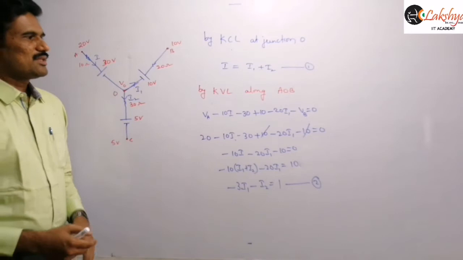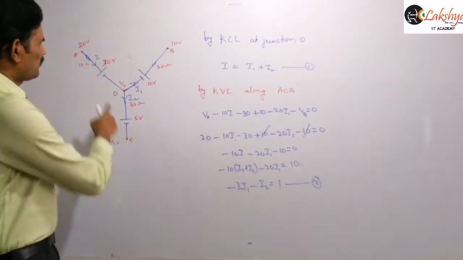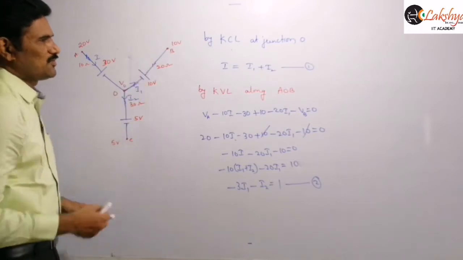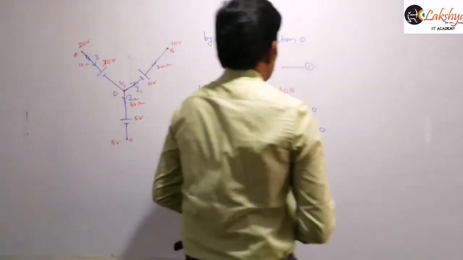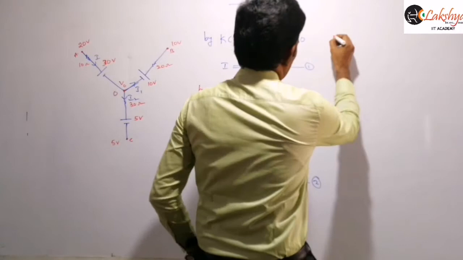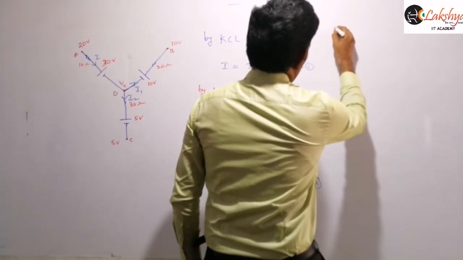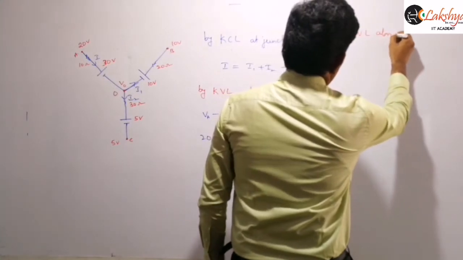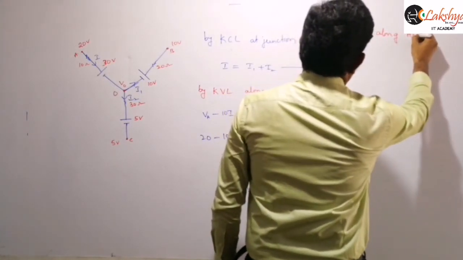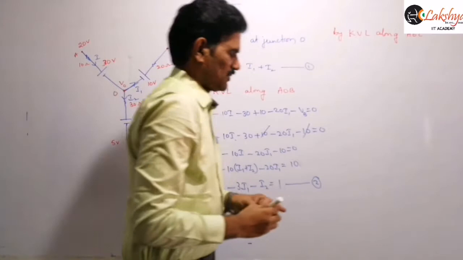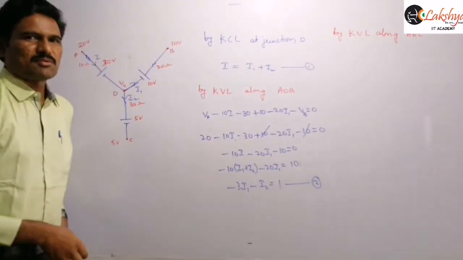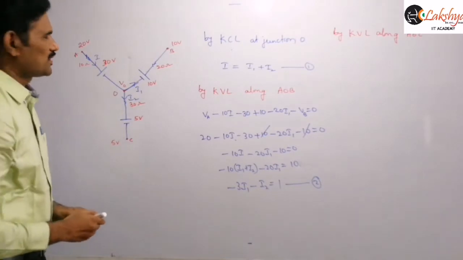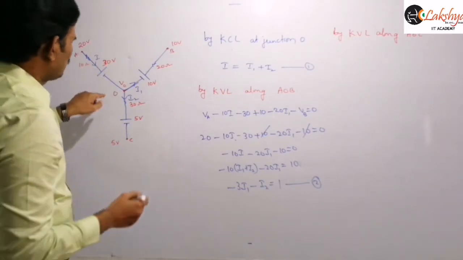Next, similarly apply the Kirchhoff law KVL from one point to another point. You may consider AOC or BOC here. So I am writing by KVL along AOC. That means I am applying it between those points. So then you can write directly here. I am directly substituting the numericals also, starting from here, similar to this.